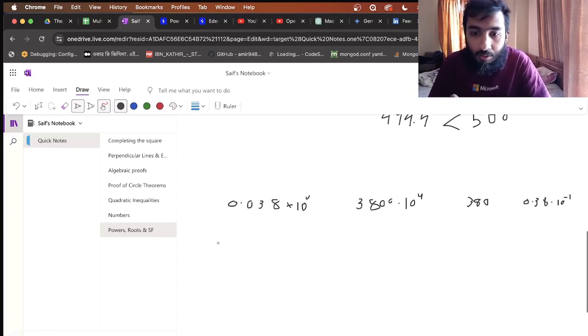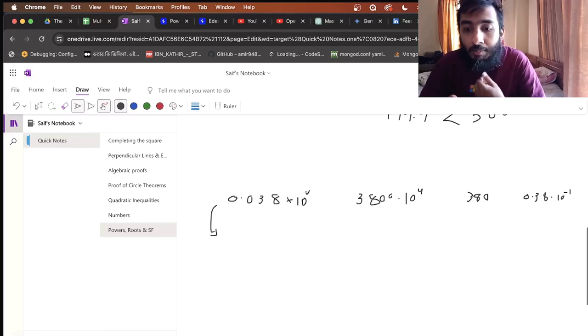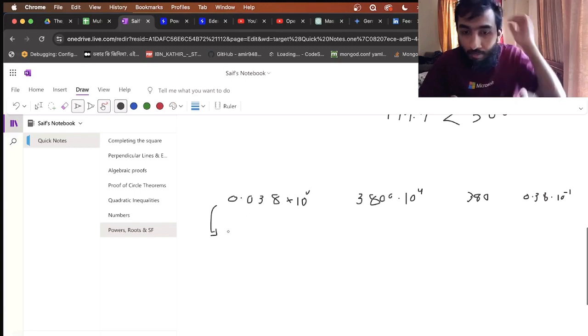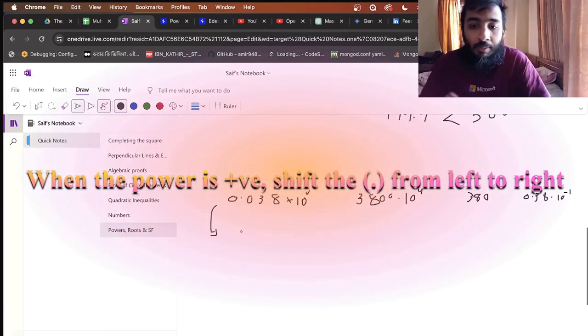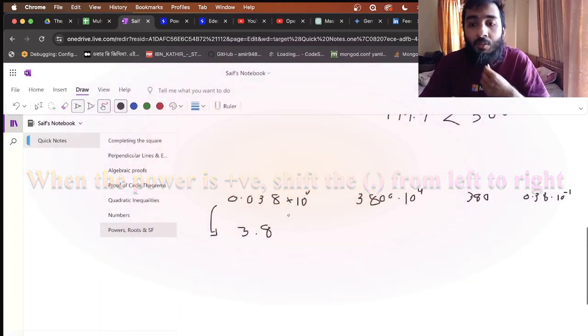So if I look at the first number, what is the first number expressed as? It's represented as a float number multiplied by 10 squared. So if I multiply by a positive power, then you have to shift the point. Because there is power 2, we shift the point two places. So it will be what? 0.038 multiplied by 10 squared is 3.8. This is what it is expressed without powers.